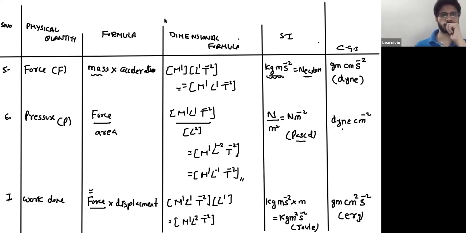What is the SI unit of work done? Kg meter square per second square. Kg meter square per second square.